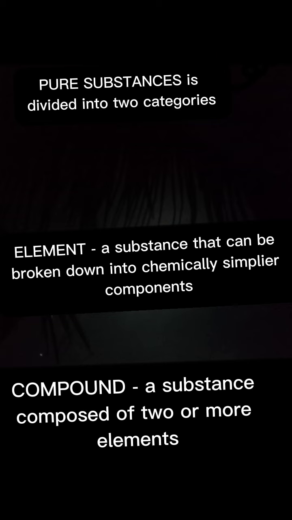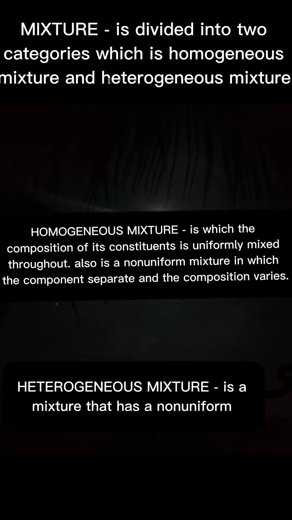Pure substances are divided into two categories, which are elements and compounds. An element is a substance that cannot be broken down into chemically simpler components. On the other hand, a compound is a substance composed of two or more elements. Mixtures are divided into two categories: homogeneous and heterogeneous mixtures.